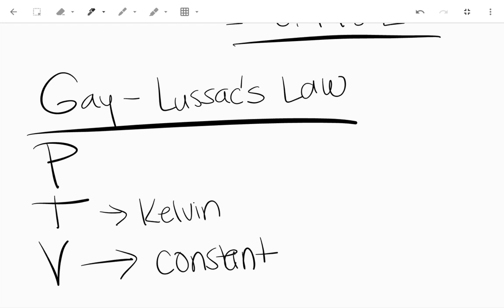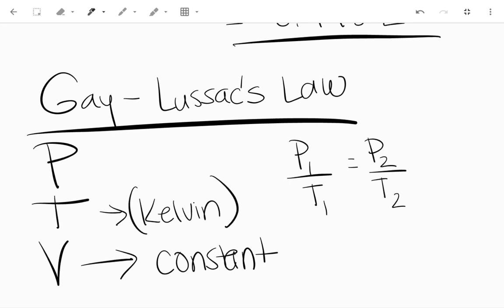And you can express this law in the following mathematical equation. P1 over T1 equals P2 over T2. Keep all temperature readings in Kelvin. Super important, okay?